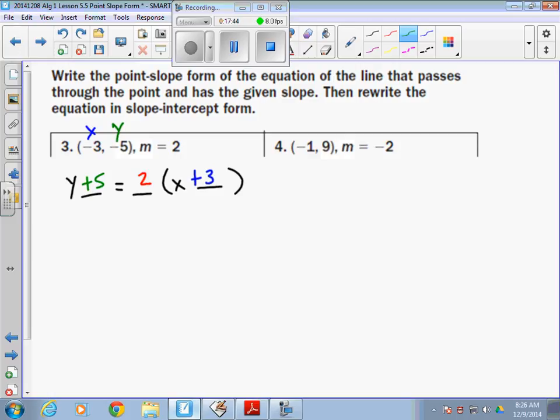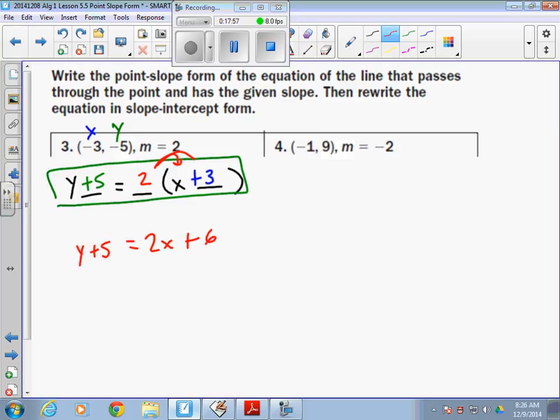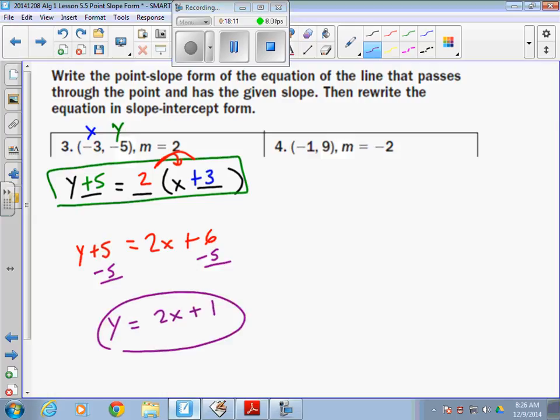The second part says to rewrite it in slope intercept form. In order to do that, you have to distribute, like we did on the bell work, 2 times x is 2x, 2 times 3 is plus 6. Y plus 5 equals 2x plus 6. You got one more thing to do. You have to cancel out this plus 5 by subtracting it on both sides. Y equals 2x plus 1 would be slope intercept form. And if you graphed both of those equations, it would be the same picture.